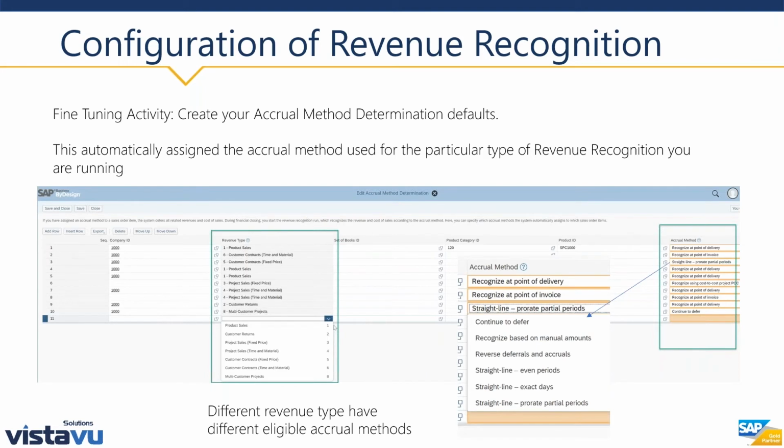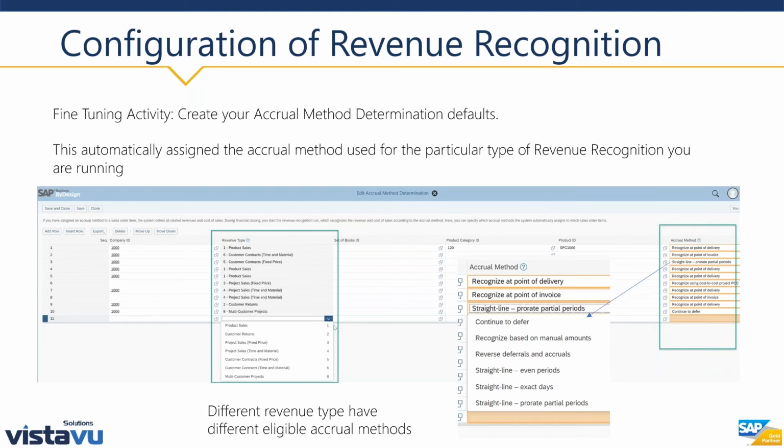So once you've activated it, in the fine tuning activities there's really just one screen that you go into to set up your accrual determination methods. You'll see here in this grid, I've set up 10 or 11 different types of accrual methods, and then at intersections of different companies, sets of books, products, even product categories, well, that's optional, you can then determine what the revenue type is and what the accrual method would be.